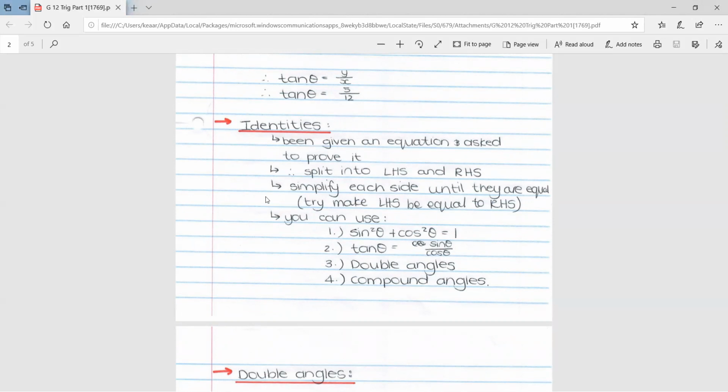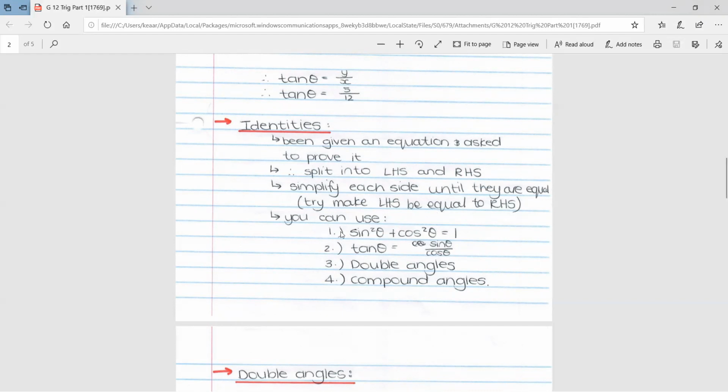Generally, they'll have one side being more complicated and you can just simplify the one side and eventually it'll equal the other side. So for example, you can try and make the left-hand side equal to the right-hand side without simplifying the right-hand side. But sometimes you do need to simplify the right-hand side a little bit or vice versa. But that's just an example.